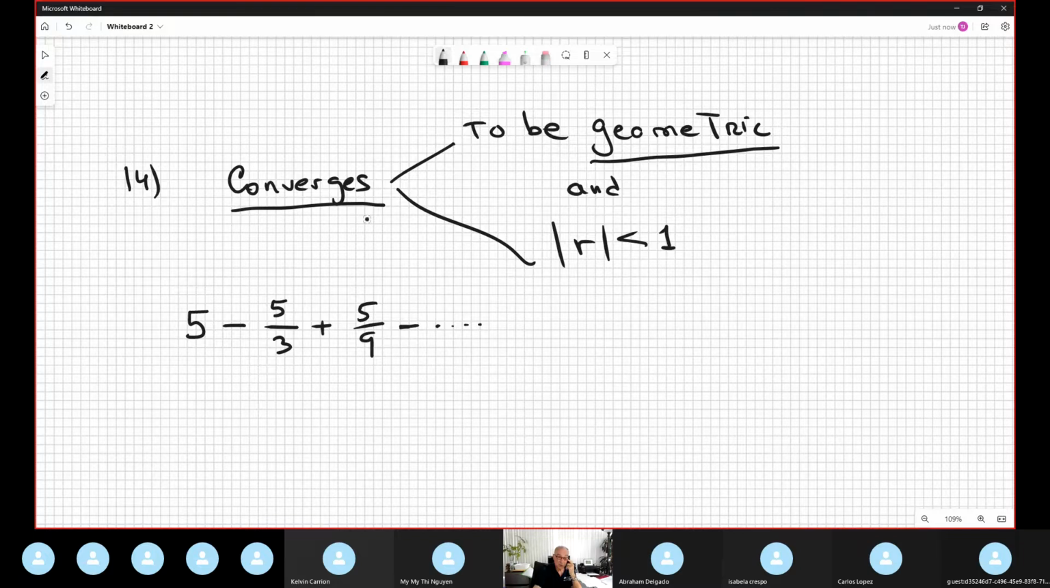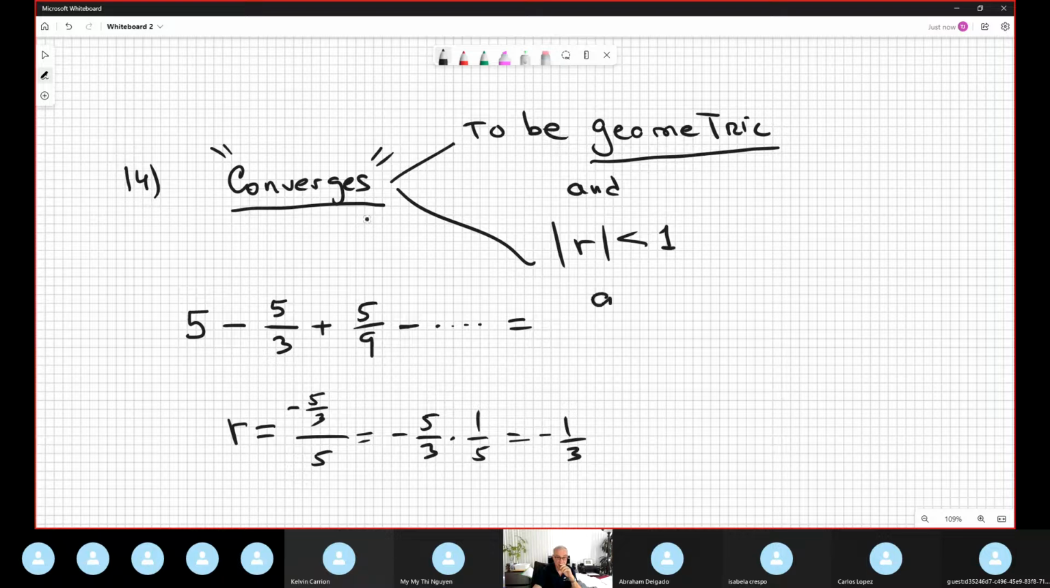What is the common ratio? In order to find if it's geometric, you determine the common ratio, or the hypothetical common ratio. You divide this by this: minus 5 over 3 divided by 5, which is minus 5 over 3 times 1/5, negative 1/3. If you want verification, double checking, you divide this by this, and you get exactly the same answer. Now the absolute value is positive 1/3, which is less than 1, so it's convergent.